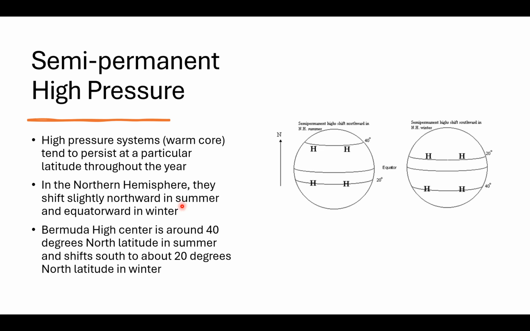And here is the breakdown. I kind of already covered this. In the northern hemisphere, this Bermuda High, or this high pressure system that's warm core and semi-permanent, is generally going to slightly shift northward in summer and further south, equatorward, in the winter. The Bermuda High, by the way, is centered around 40 degrees north latitude in summer. Like I said, it moves further north in the summer, and it's going to shift down to about 20 degrees north latitude in the wintertime, with your storm track shifting much further south. So over here on the right, I'm showing you the average position of the Bermuda High in the northern hemisphere, this warm core semi-permanent feature, around 40 degrees north in the summer. And on the right-hand side here, I show you how it shifts to 20 degrees latitude in the wintertime.